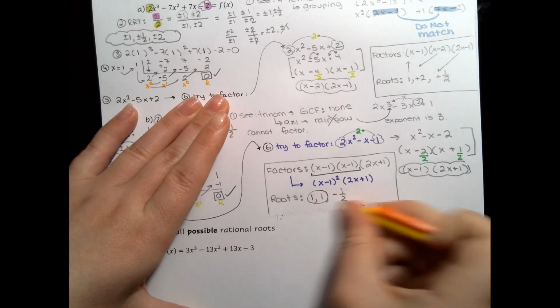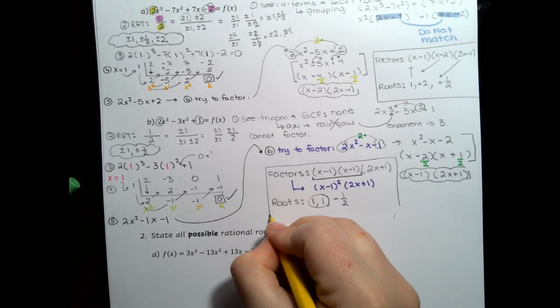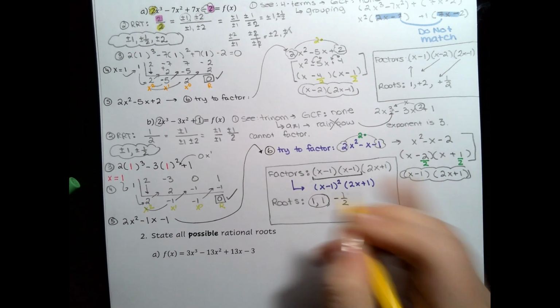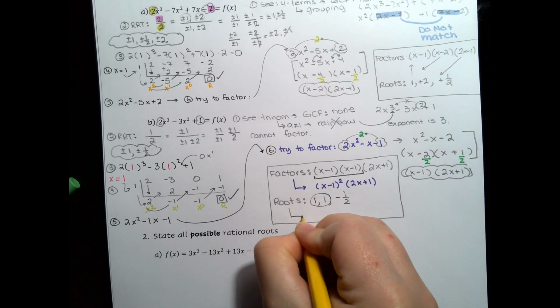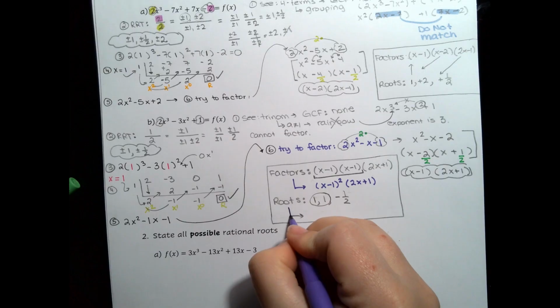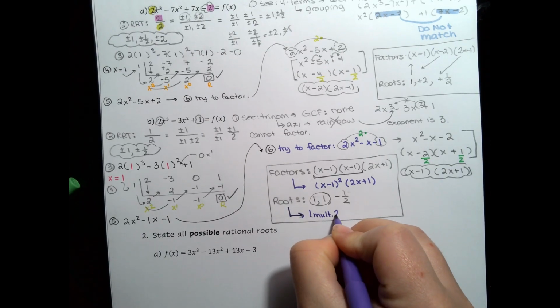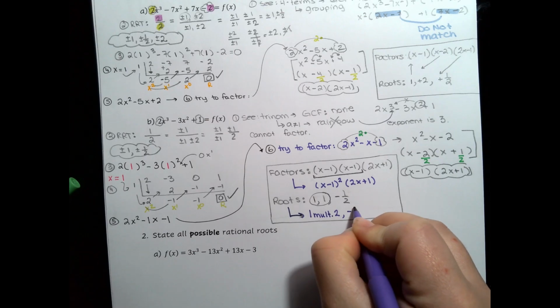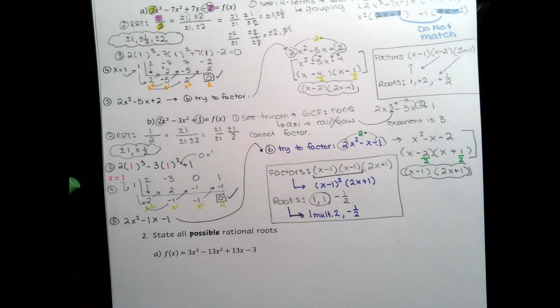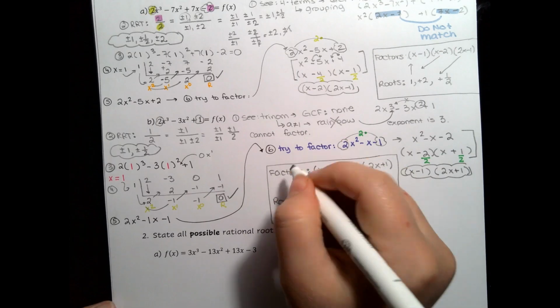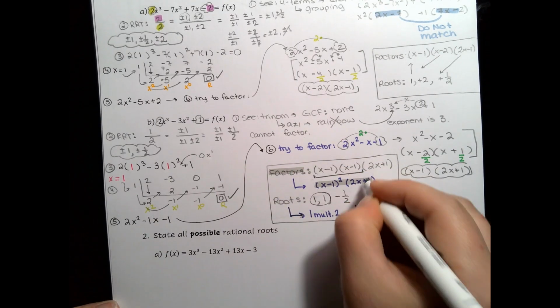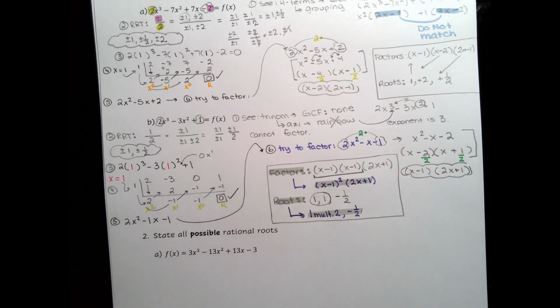These are our factors, which means for our roots, because we have, I'm going to extend my box here to write underneath. Because we have the same root multiple times, we have to write our multiplicities. So that means the root of 1 has a multiplicity of 2 because it happens twice. And then we have our negative 1/2. Okay, so then what's the answer? The answer to this one, we have our factors here, and then we have our roots here.